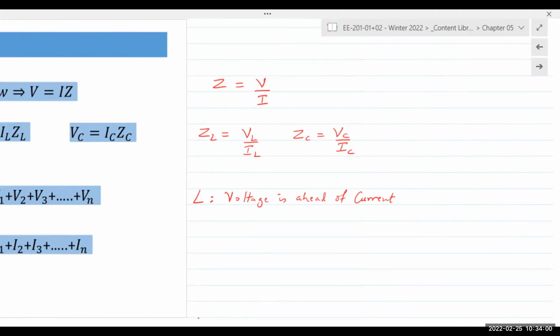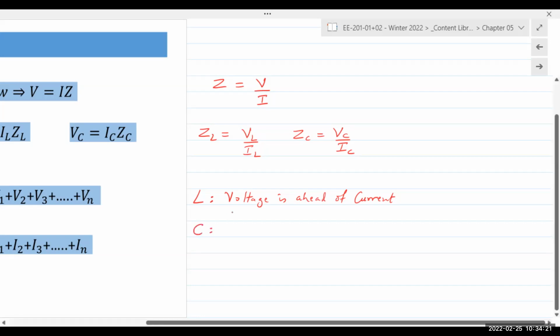When we say ahead, behind, lags, or leads, what are we talking about? Phase. We're talking about phase. So there is a phase shift or a phase difference between VL and IL. It's the same for a capacitor, but for a capacitor, the current is ahead of the voltage. And in both cases, the phase shift or the phase difference is 90 degrees. Okay, it's 90 degrees.